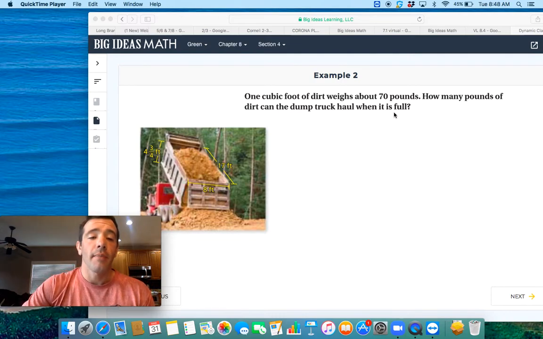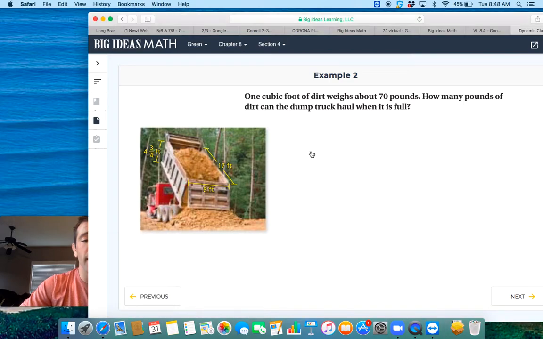So, sorry, back to this problem. We know that 1 cubic foot of dirt weighs 70 pounds. What we're trying to find out is how many pounds of dirt this dump truck can haul. So if 1 cubic foot is 70 pounds, we need to figure out how many cubic feet this can hold. Basically, what is the volume?